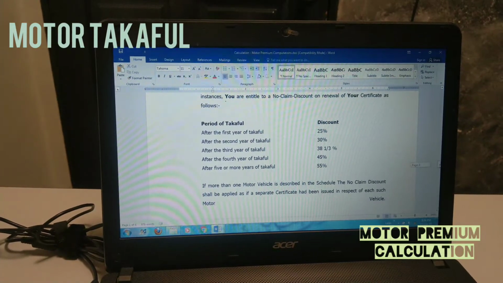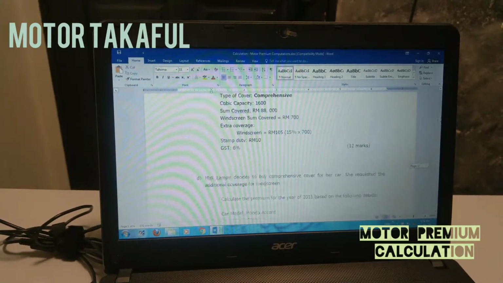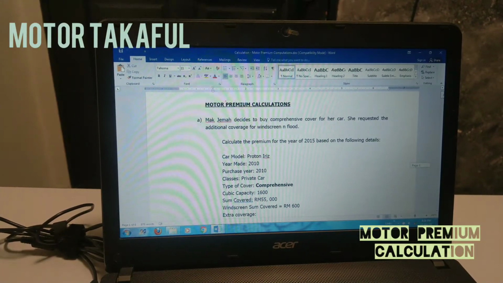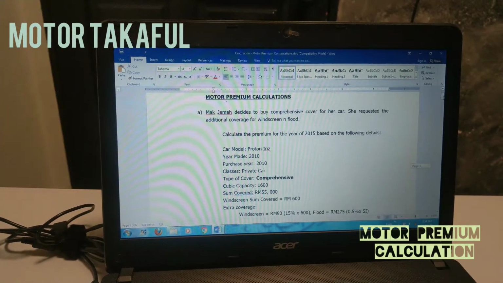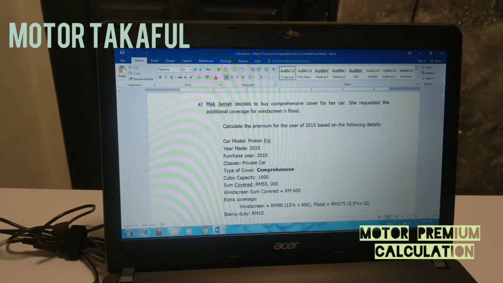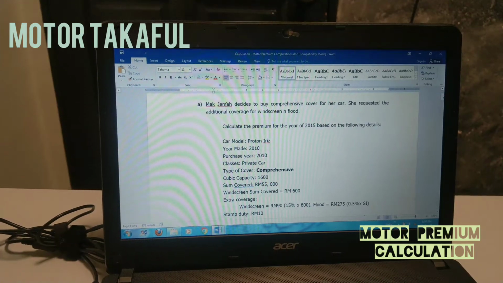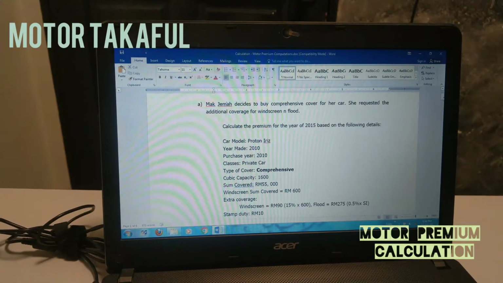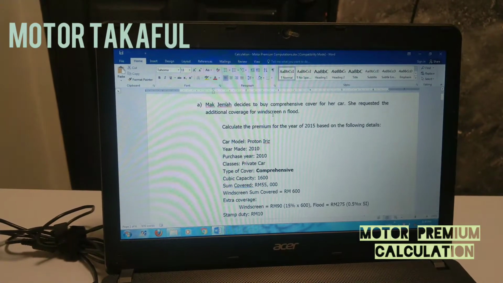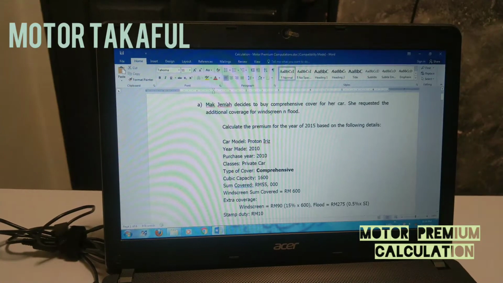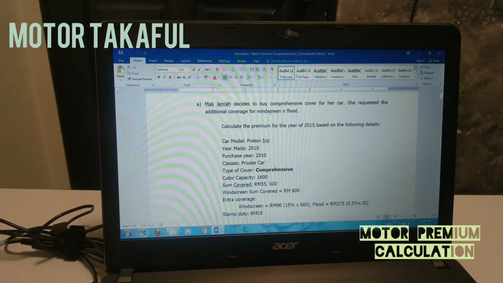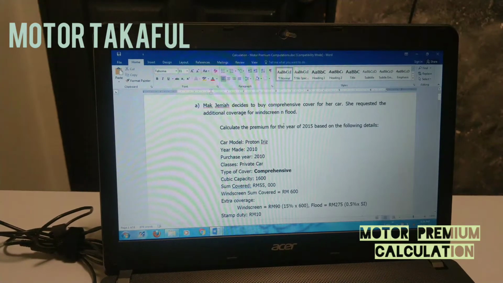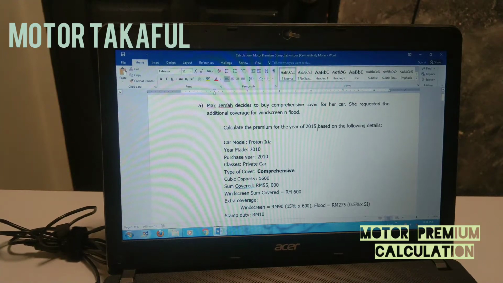As an example, why don't we look at question number 1, motor premium calculation. Mak Jemah decided to buy comprehensive cover for her car. She requested an additional coverage for windscreen and flood. You may highlight this, windscreen and flood, as an additional coverage because this will determine the premium later. Calculate the premium for the year of 2015 based on the following details.